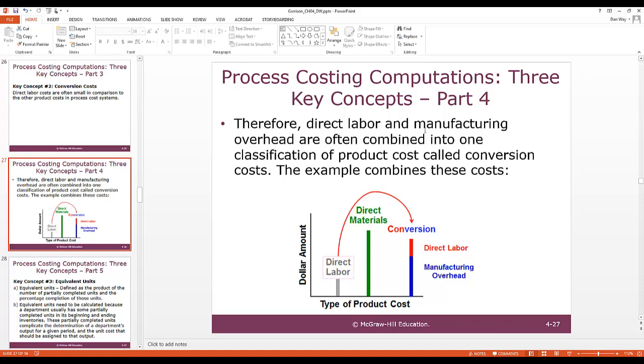So conversion costs, another way I like to think of that is what are the costs I incurred to convert, as the name implies, all of my materials into some finished product, right? The labor that I incurred to have people work on those things, and the overhead I incurred to have sort of the process running.